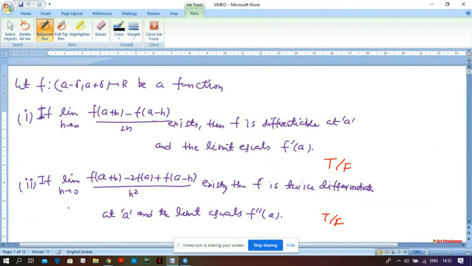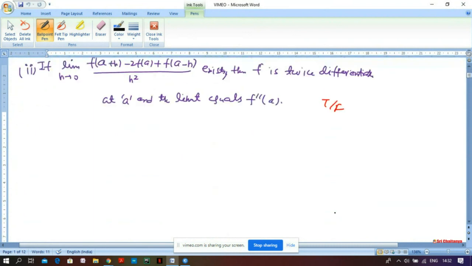The second also is a similar kind of thing. As you can see, if the limit as h tends to 0 of (f of a plus h minus twice of f of a plus f of a minus h) over h square exists, then f is twice differentiable at a, and the limit equals f double prime of a, again true or false.